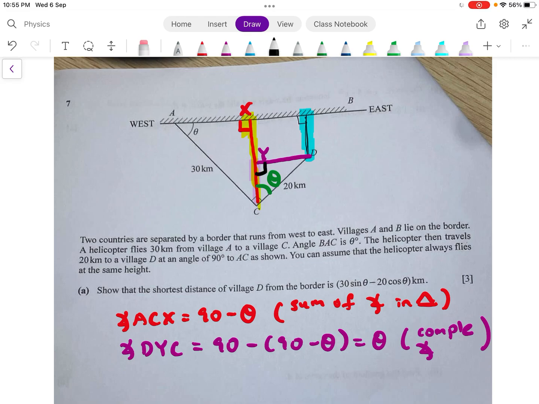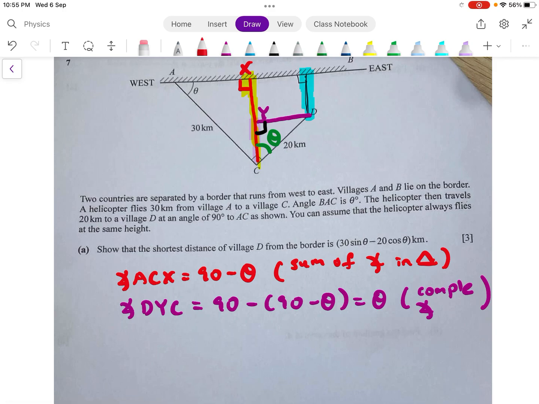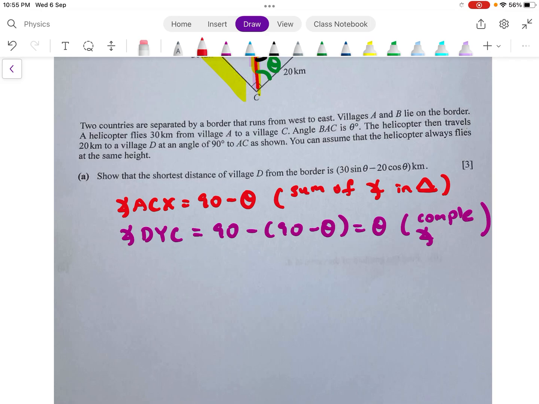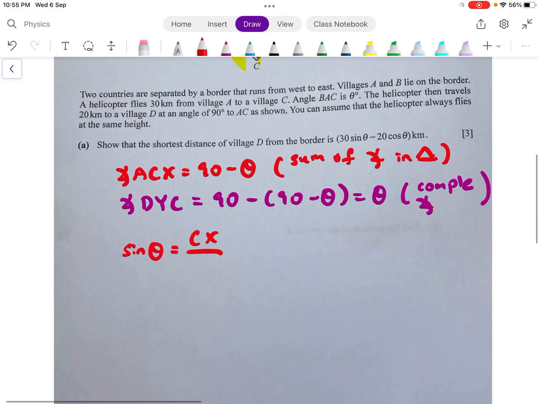So for example, let's look at the big red color triangle first. We want to find the red color line, meaning it's actually the opposite, right? So this red color is opposite. So you just use sine, because I got the hypotenuse, which is 30. So I simply use sine. So sine theta is equal to, let's call this CX, over 30. So CX itself is 30 sine theta.